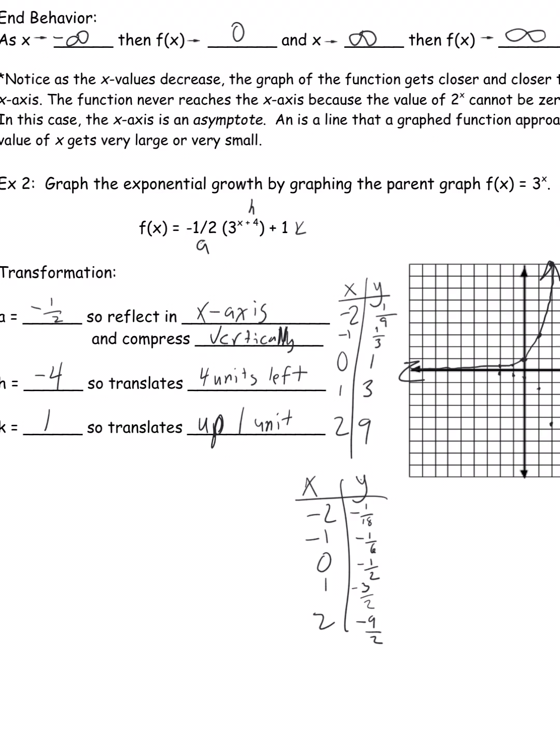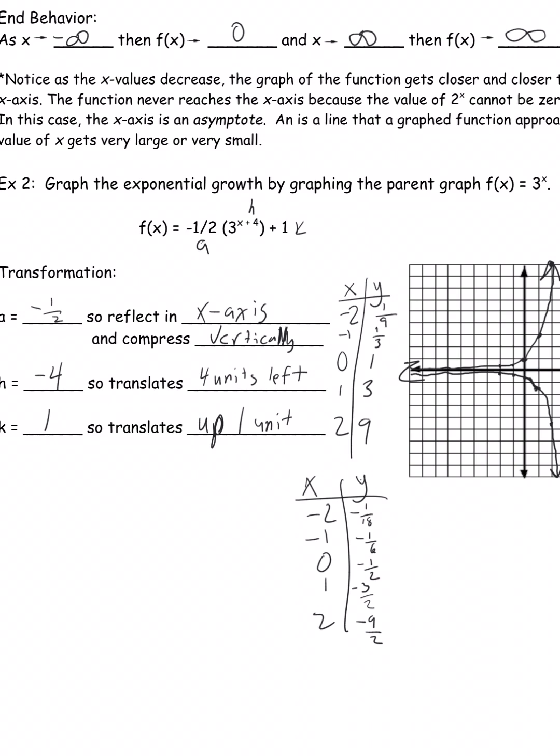So like that. Our graph now, after the reflection and the compression, is going to look something like that. Okay, so you can see that things are closer to the x-axis, and it's reflected, but still has that hockey stick shape to it. Now, we're going to move everything to the left 4 and up 1.